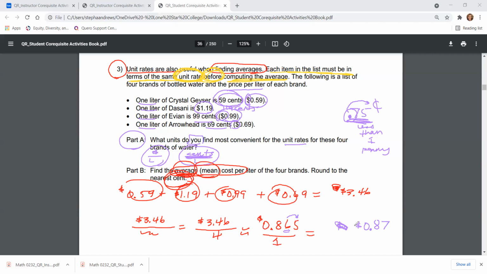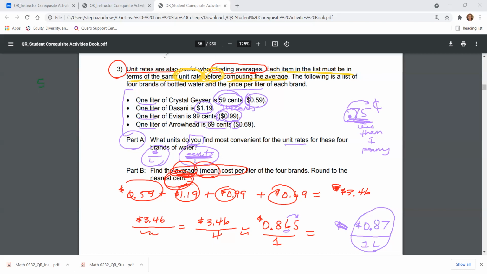And so finally it says, find the average cost. I'm going to go ahead and write it as a unit rate. It's 87 cents for every 1 liter, the average of these 4 bottles when I do this information in dollars. I'm going to go ahead and go back and do this in cents. And this would be a great time for you to stop the video and go calculate it yourself in cents.